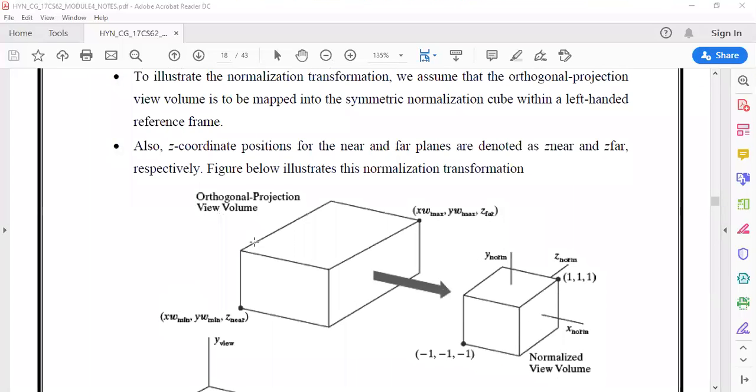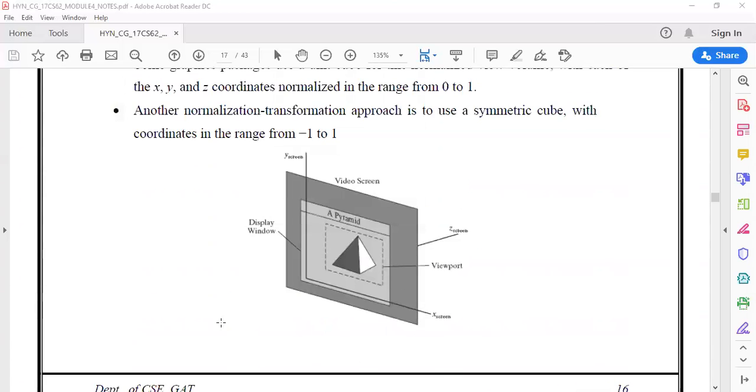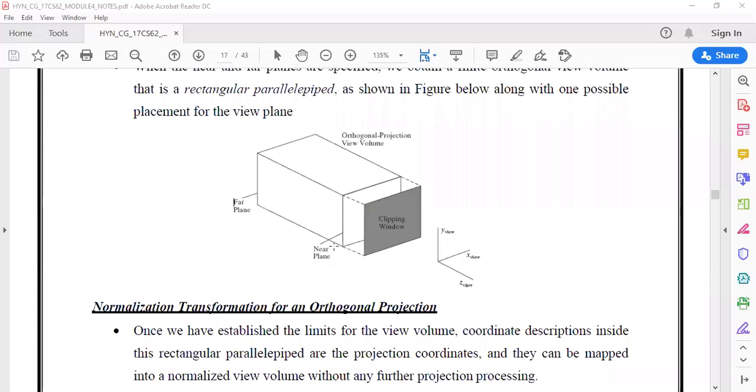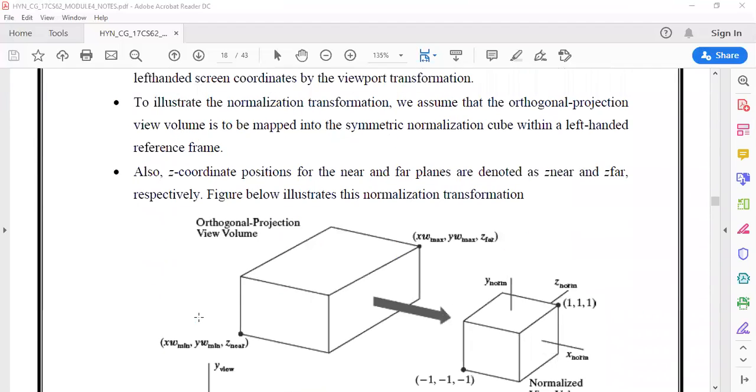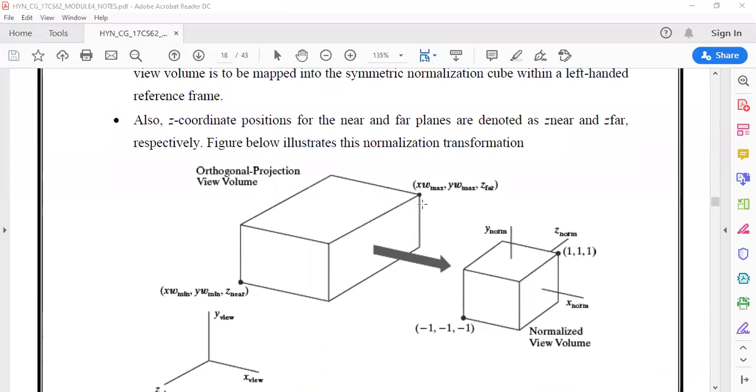To do that, we have the orthogonal projection view volume. Here we have xw min, yw min, z near. As we saw, whenever I have the view volume, I have two types of planes: one is the near plane, the other is the far plane. The same rectangular parallelepiped I am considering here as the view volume. Here I will have the topmost end as xw max, yw max, and z far.